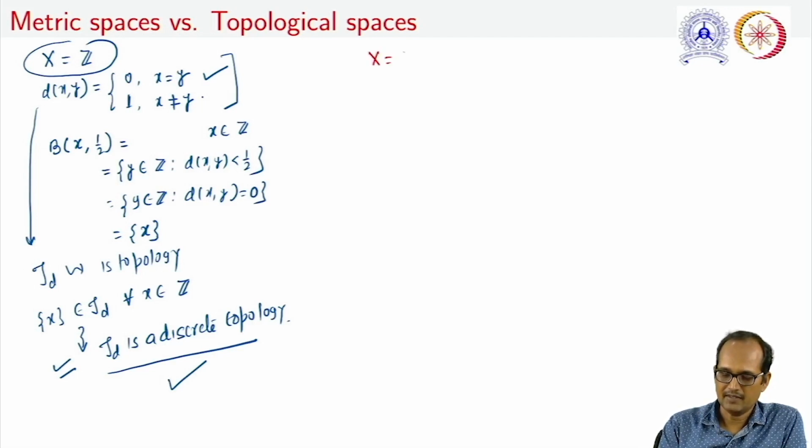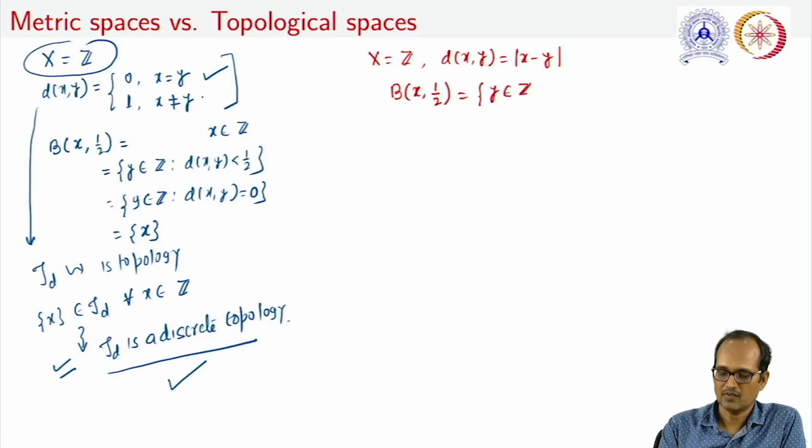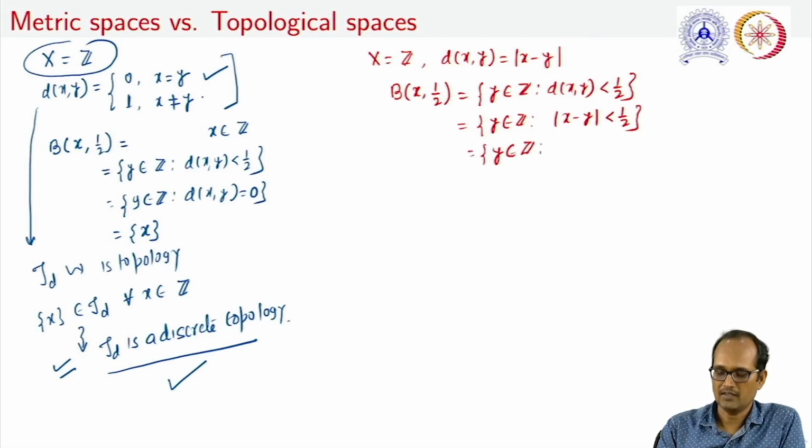Let us take another example on the same set. X is again the set of integers, but the metric which we are taking, d(x,y), is the absolute metric, that is |x minus y|, our usual metric. Now again, if we are looking for the open ball centered at x and radius half, this is the collection of all integers such that d(x,y) is less than half, or all integers so that the modulus of x minus y is less than half, or all those integers y such that y belongs to (x minus half, x plus half), and that is nothing but the singleton set {x} itself.